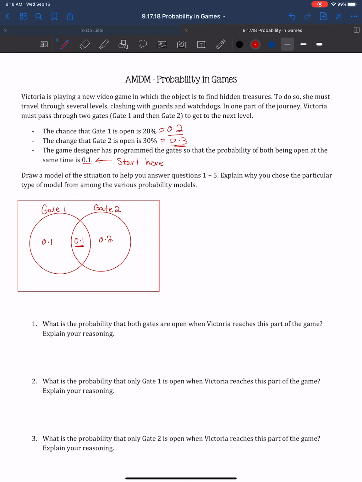And then outside here, since there's 40% inside the two circles combined, that means there's 0.6 left on the outside. And this 0.6 just represents neither gate being open. So this is our Venn diagram.